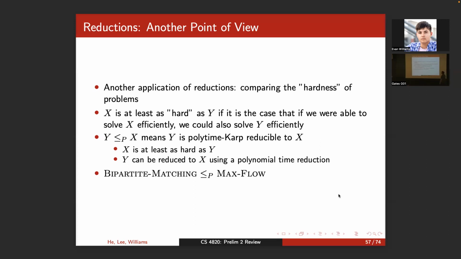Okay, so one example of reductions is that bipartite matching can be reduced to max flow. And in fact, we use that all the time in our max flow reductions. We reduce a problem to max flow, and we say that max flow is at least as difficult to solve as the problem we're trying to solve.